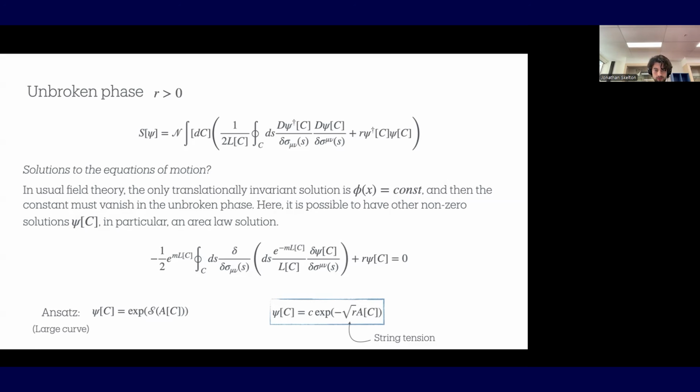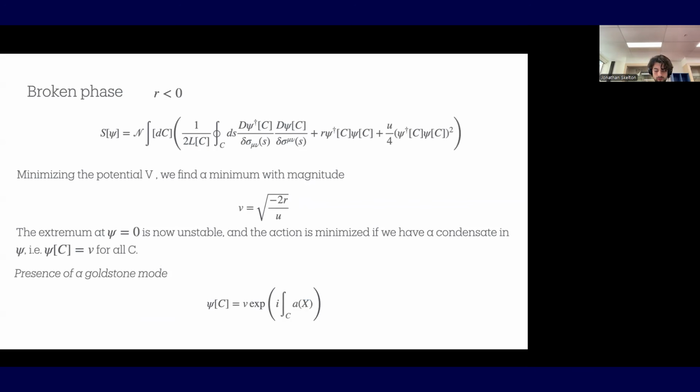Okay, so that's the unbroken phase. So we allowed every functional to satisfy the area law. But in the broken phase, it's again similar. So we consider R negative, sorry. And we find a minimum for V equals minus 2R divided by U. That's the magnitude of the minimum, that's the position. And I guess that's the point where it is important maybe to include this topological change, the other action that I've neglected, because that might change the position of the minimum, but that's it.